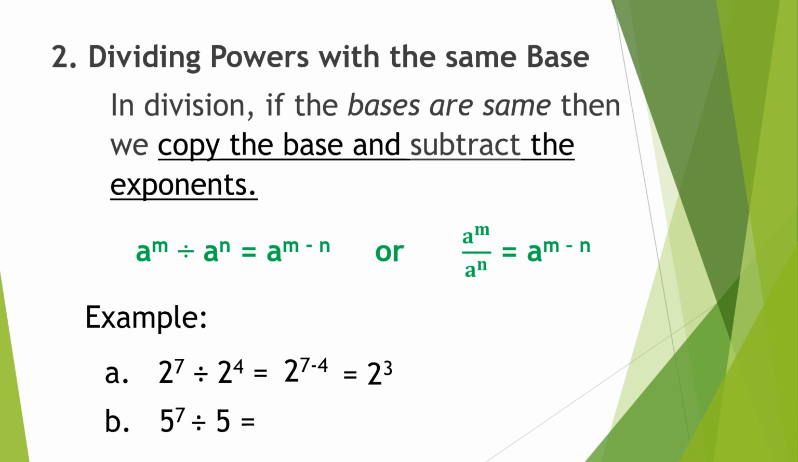Letter B, 5 raised to 7 divided by 5. Copy the same base, 5, then subtract the exponents. Remember, 5 has an exponent of 1. So 7 minus 1 is equal to 6. Therefore, the answer is 5 raised to 6.